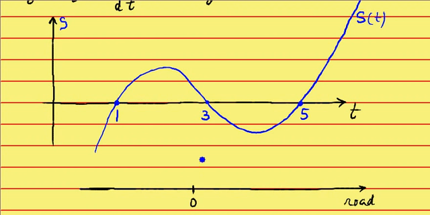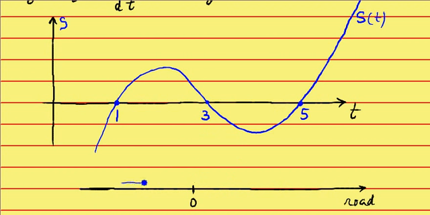At 3 seconds, we are crossing the origin again. And when S is negative, it means we are on the left. At 5 seconds, we are crossing the origin, and then we are going to the right. So the actual movement of this object is perhaps something like this.